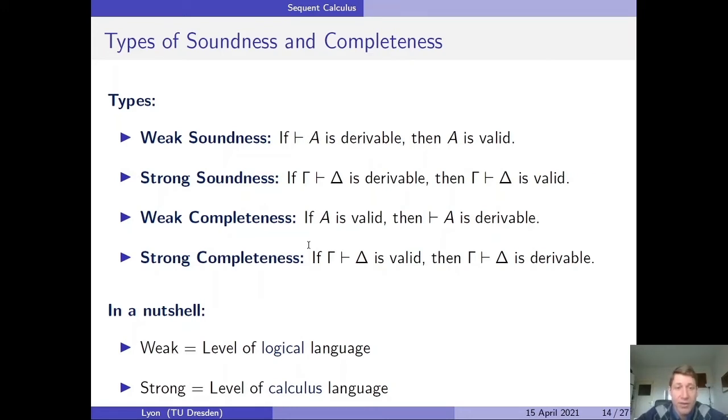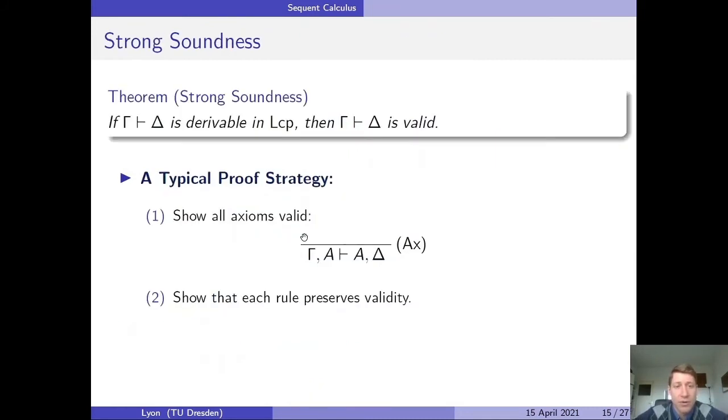And I point out these different types of soundness and completeness because there are different methods for showing these. But today what I'm going to do is just show how to prove strong soundness and weak completeness. So let's go through the strong soundness proof for our sequent calculus. We want to show that if a sequent is derivable in our sequent calculus, then it's valid.